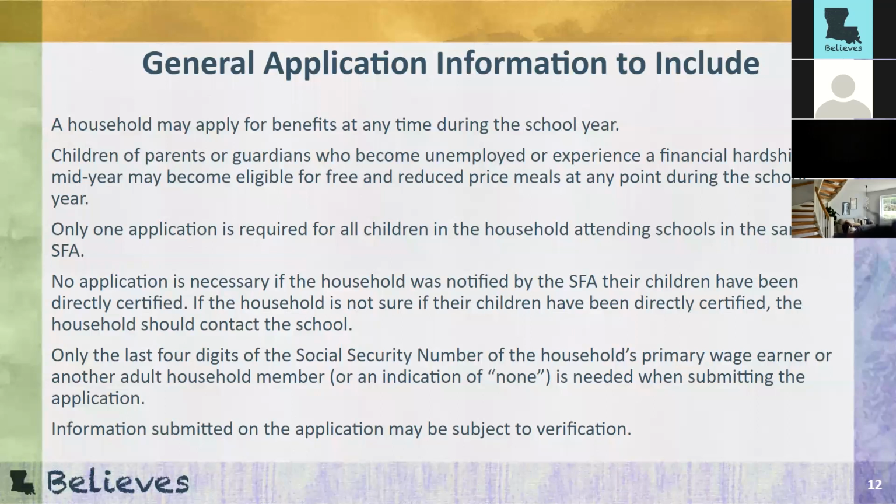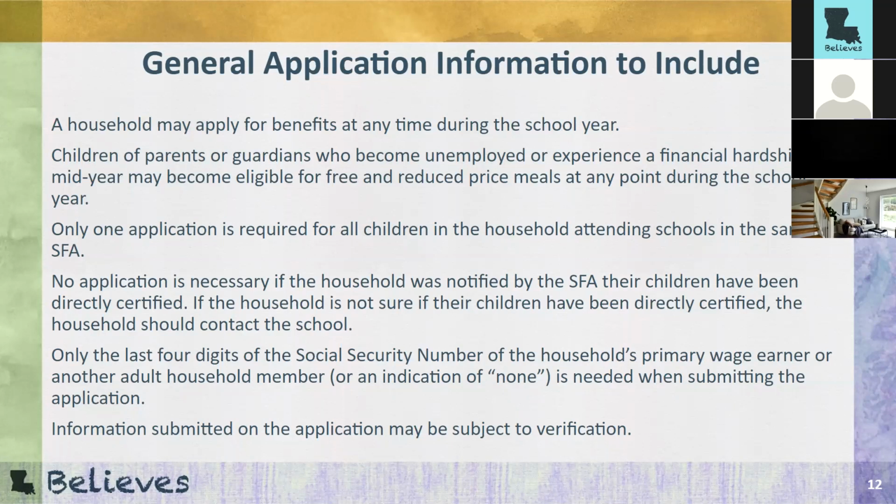Also, they do not need to fill out an application if the household was notified that their children have been directly certified. So if you send out those direct certification letters and they receive one, then they would not need to fill out an application. If they're not sure whether their child is directly certified, they can definitely contact the school to determine that before completing that application. And also the application, as you know, requires those last 4 digits of the Social Security number.